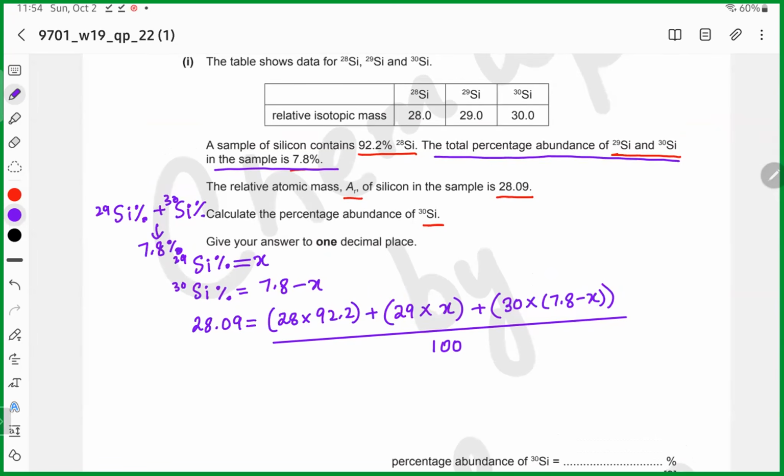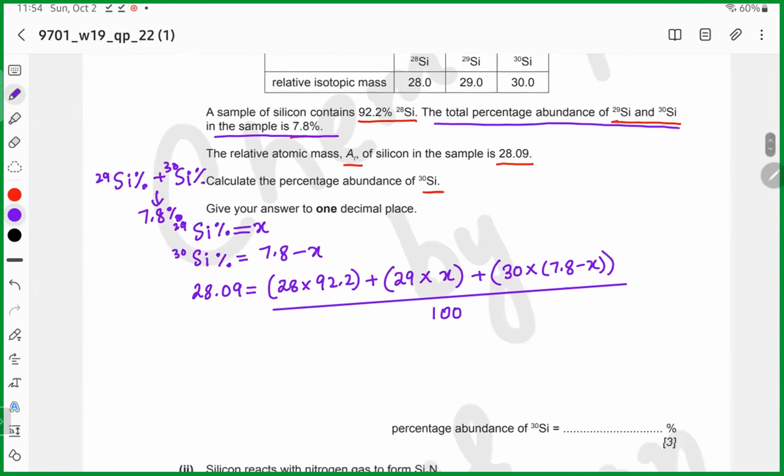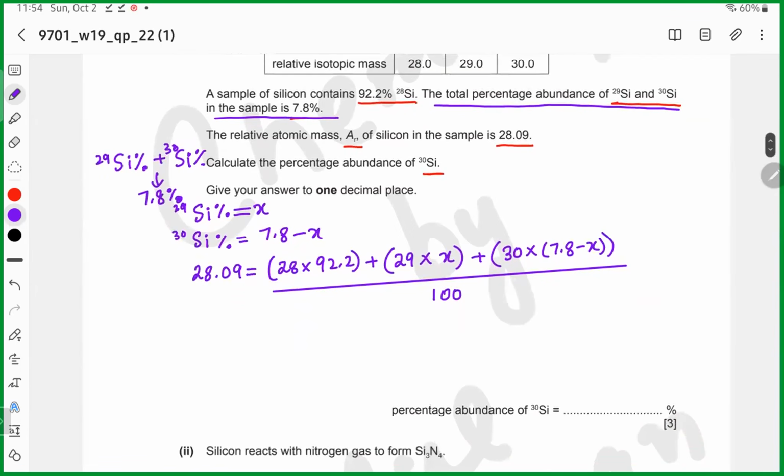और सर इसको opposite भी कर सकते हैं, सिलिकॉन 29 को 7.8 माइनस x कर दें और 30 को x ले लें? बिल्कुल, इस तरह भी किया जा सकता है। और बाकी तो मेथड वही है ना कि आइसोटोपिक मास को हम उसकी अबंडेंस से मल्टीप्लाई करते हैं और फिर सबको ऐड करके टोटल परसेंटेज से डिवाइड कर देते हैं। ठीक है सर। ओके। तो अगर मैं 100 को उधर मूव कर दूं तो मेरे पास ये वैल्यू हो जाएगी 2809। 28 को 92.2 में ऐड करें, क्या आ रहा है आंसर?